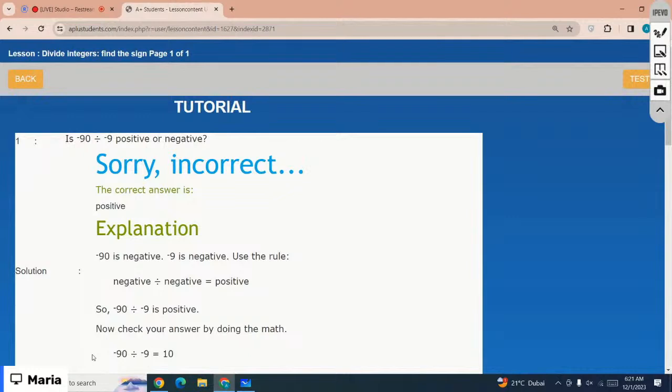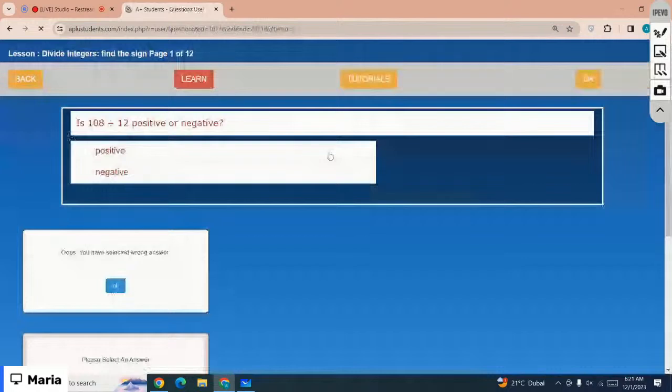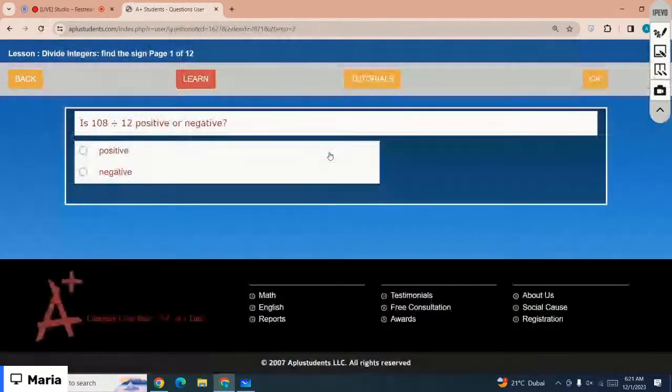Let's start with the test questions. Is 108 divided by 12 positive or negative? Which is the correct option? Both the numbers are positive. They both have the same sign, so the answer must be positive. The correct option is positive.